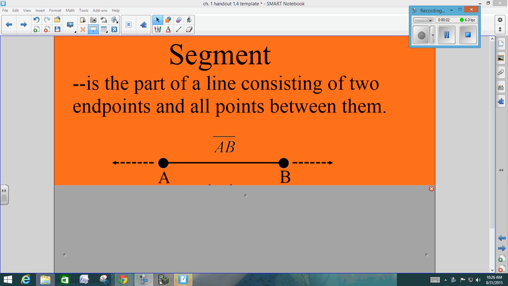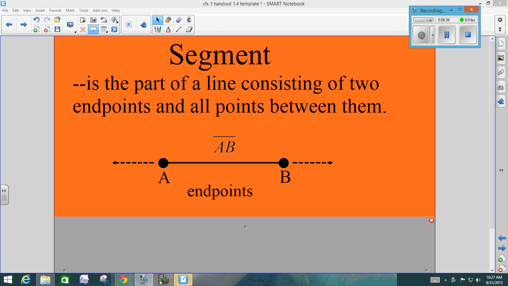A segment is part of a line consisting of two endpoints and then everything between them. The segment has two endpoints. Endpoint stops or goes on? Stops. Good. A segment stops at both ends. So it's part of a line, it's a chunk of it, that has two endpoints.